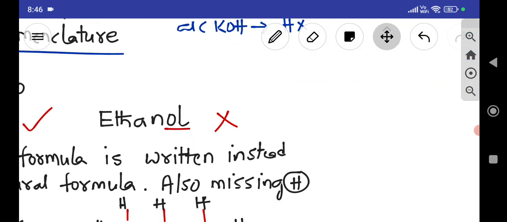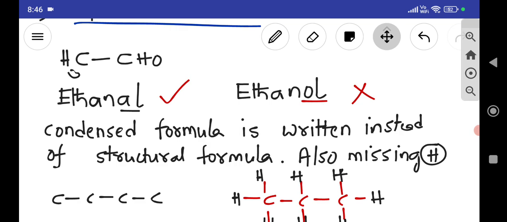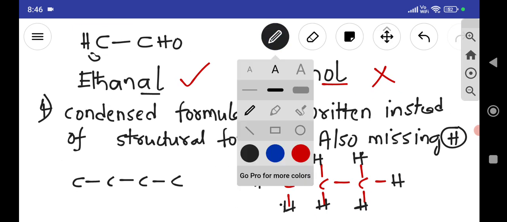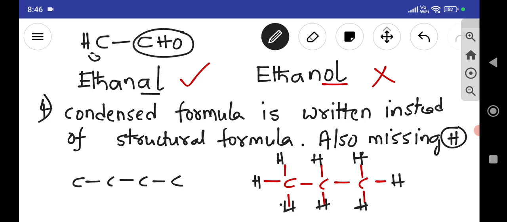Then, when you write the functional group, when you check CHO is aldehyde, we have to write AL, but sometimes by mistake they will be writing ethanol, OL, then completely 1 mark is lost here.